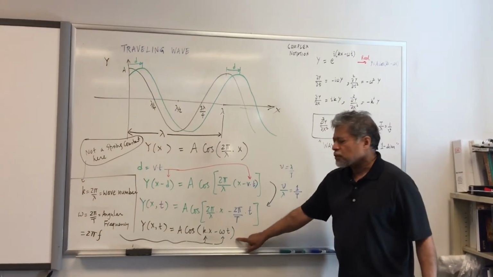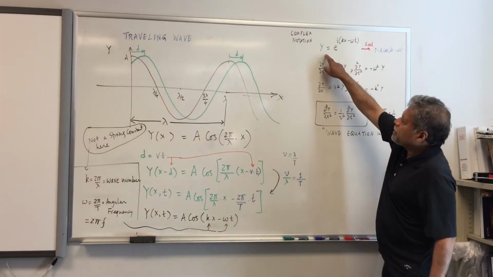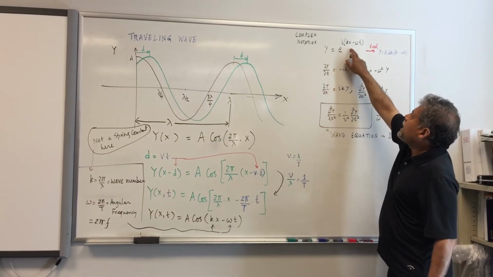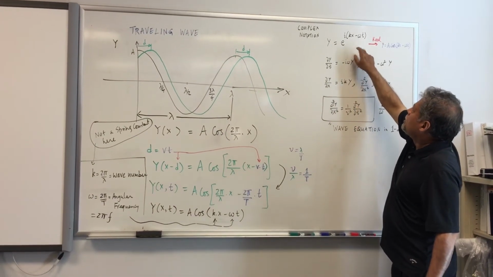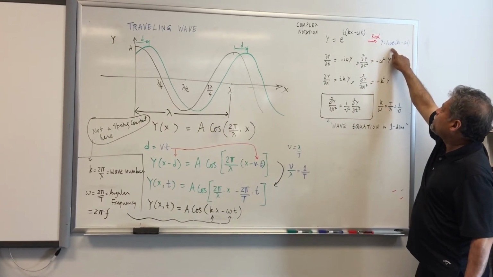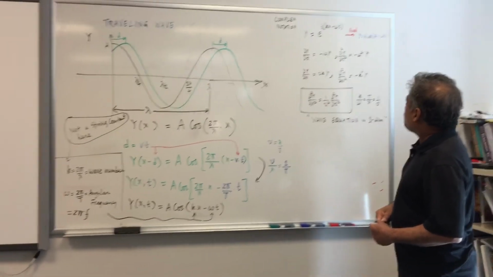Anyway, this function can also be written using complex notation. In that case, you can write this as exponential of i times (kx minus omega t). If you look at the real part of that, that ends up being y equals A cosine(kx minus omega t).